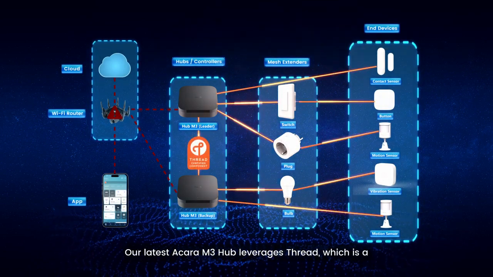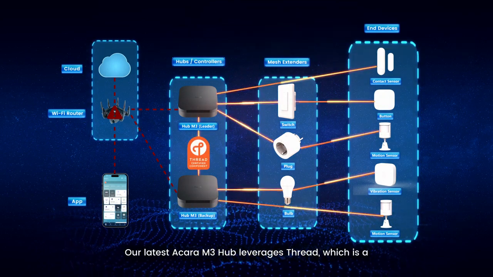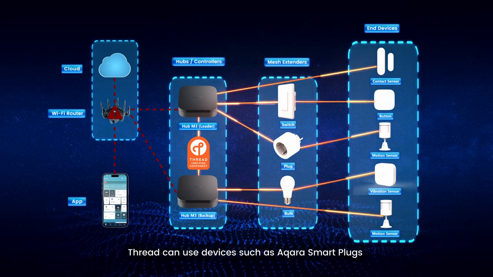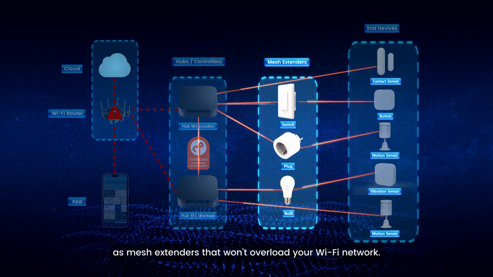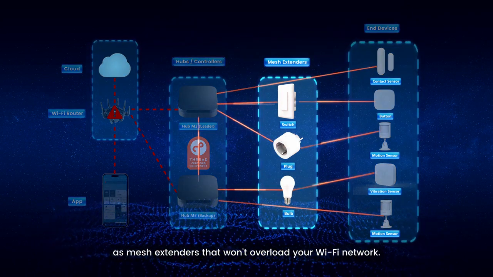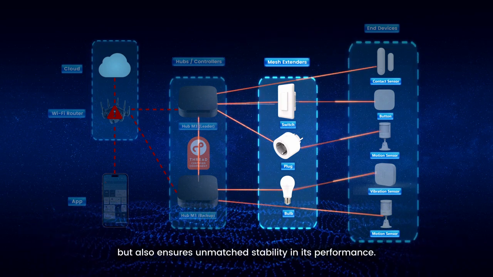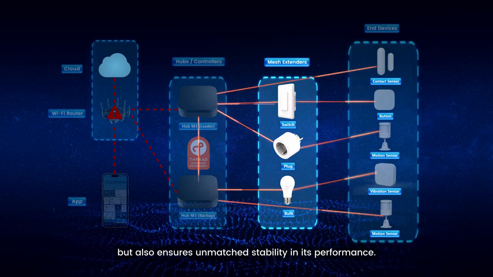Our latest devices, including the Hub M3, leverage Thread, which is a distributed mesh networking protocol. Thread can use devices such as Aqara smart plugs as mesh extenders that won't overload your Wi-Fi network. This approach not only broadens the coverage of your smart home network, but also ensures unmatched stability in its performance.